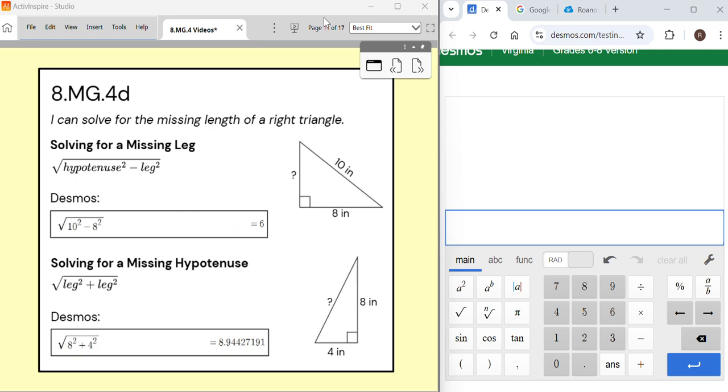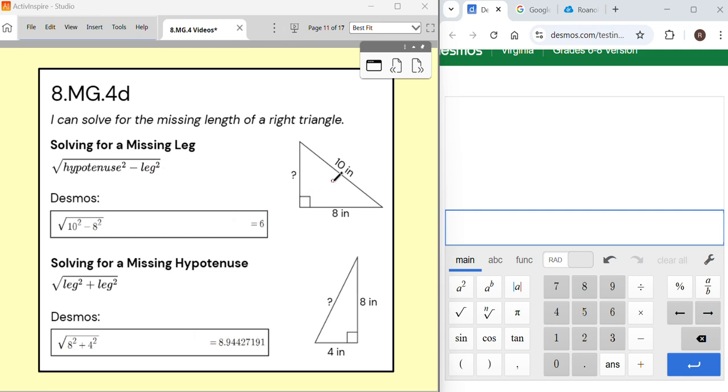Solve for the missing length of a right triangle. Whenever you are asked to solve for a leg or a hypotenuse or the missing length of a right triangle in context where there's a picture, we can solve it long ways, of course, a squared plus b squared equals c squared, or we can use the shortcuts that we have found while we've been solving these equations. To solve for a missing leg, of course, you've got hypotenuse squared minus leg squared.